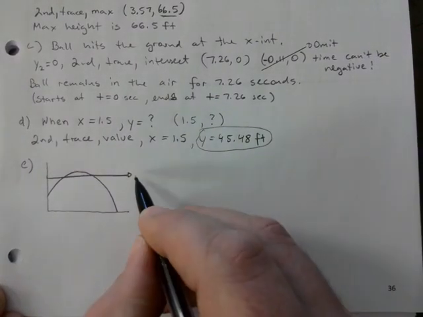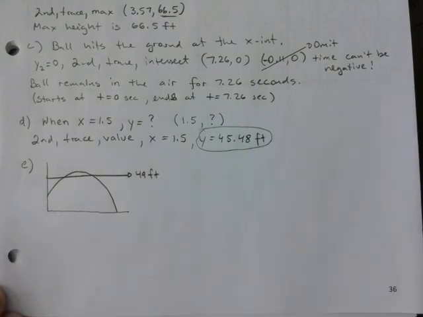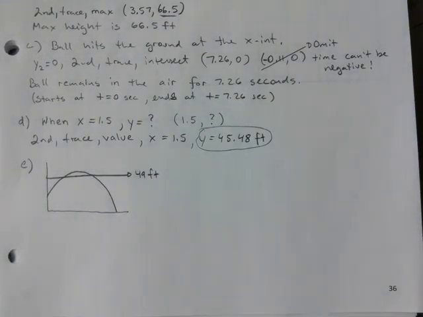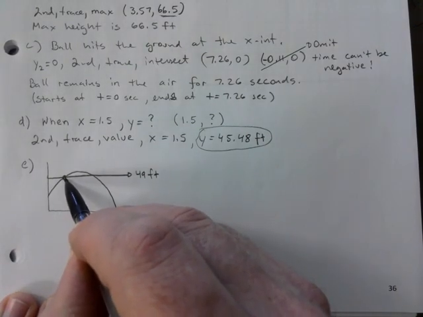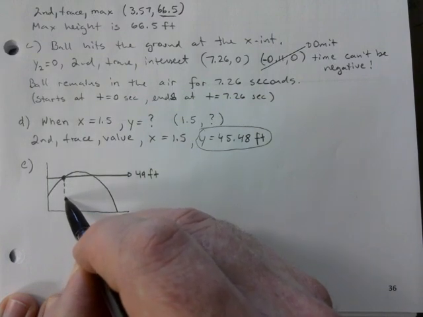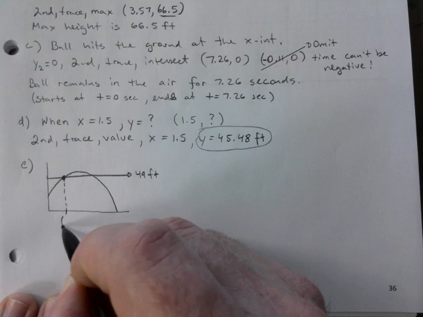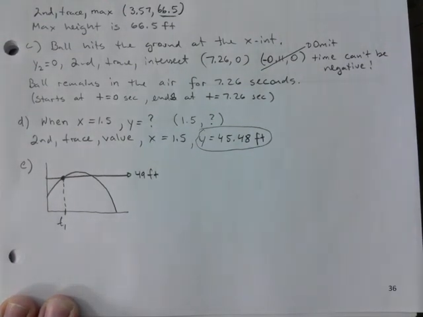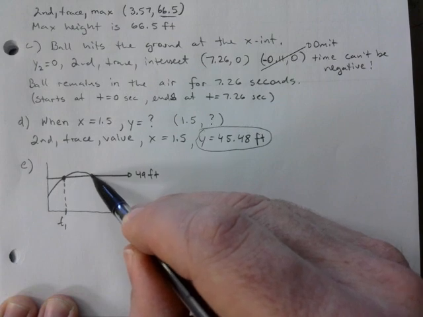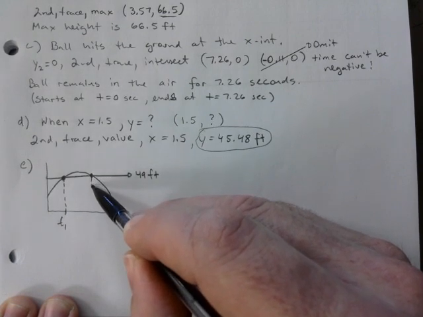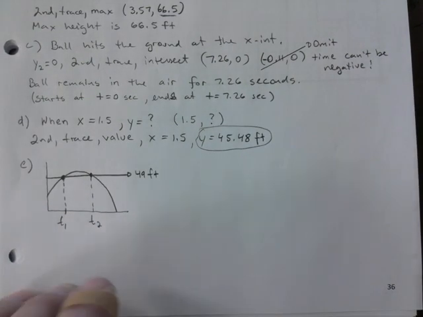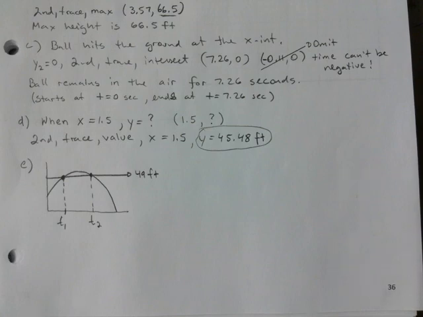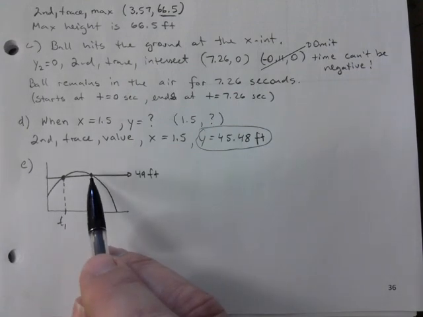This is going to be our 49-foot mark. There's going to be a time where the ball reaches that height for the first time, make a dashed line going down. I'm going to call this time 1. And there's going to be a time where the ball comes back to 49. That's going to be time 2. Okay. So let's go ahead and find those 2 instances.